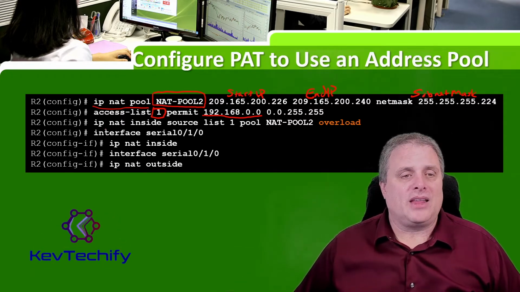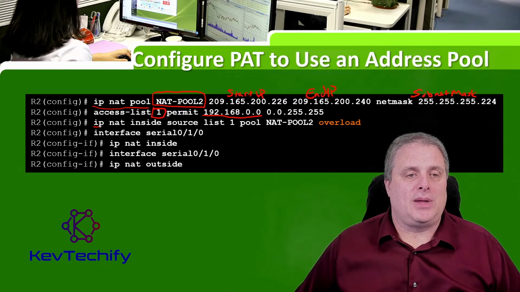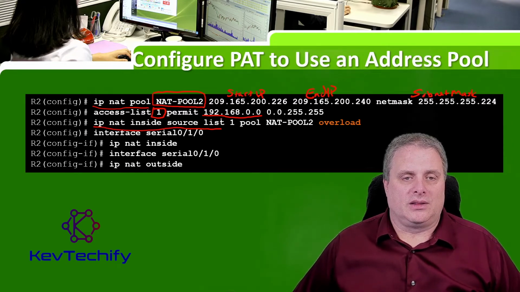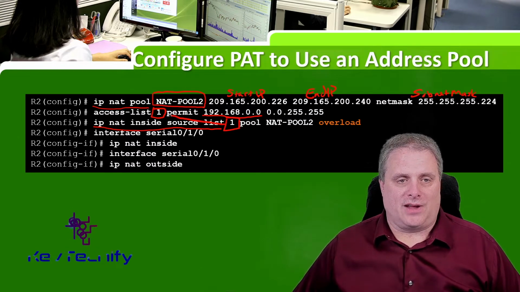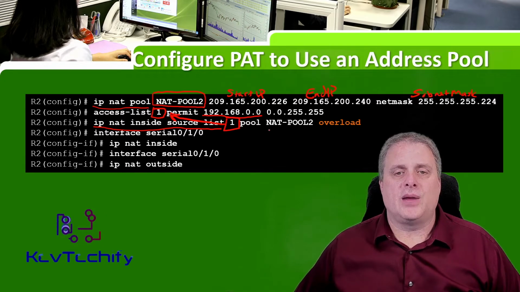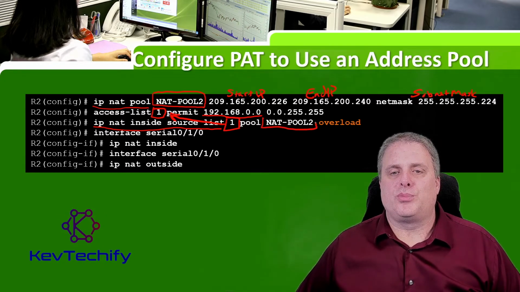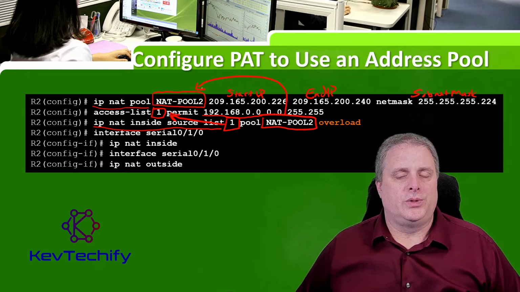You bind that together with the ip nat inside source list statement. You say what access control list you're using. This is the access control number you just defined right here. Then you say pool, and you give it the name of the pool you are using. That comes from the pool you just defined two lines above.